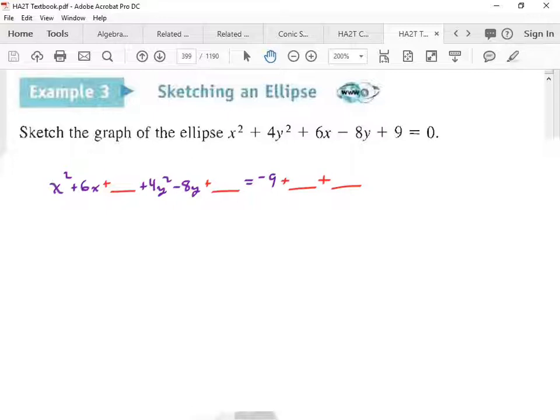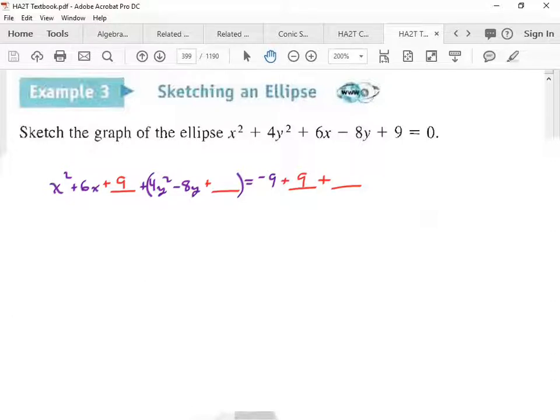Okay. Now, the y is going to be a little tricky because we have a 4 in front of it. So we're going to have to take a 4 out of this. Don't worry about taking a 4 out of the blank, though. We don't need to do that. This one though, I can find that blank really fast. What is 6 divided by 2, then squared? So I'm gonna add a 9 right there, and over here I have to add a 9. Oh, that's cool. Those 9s are gonna cancel out.